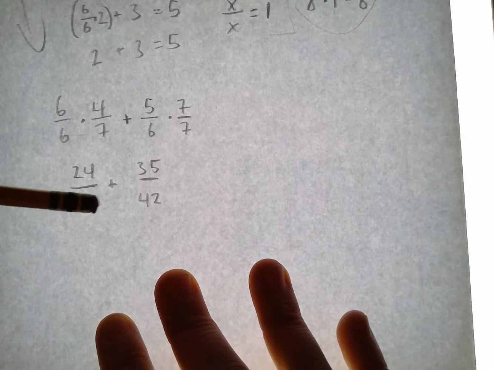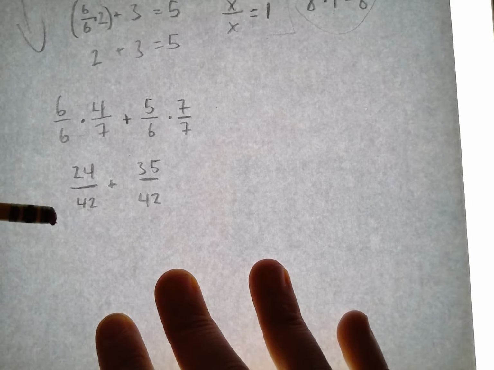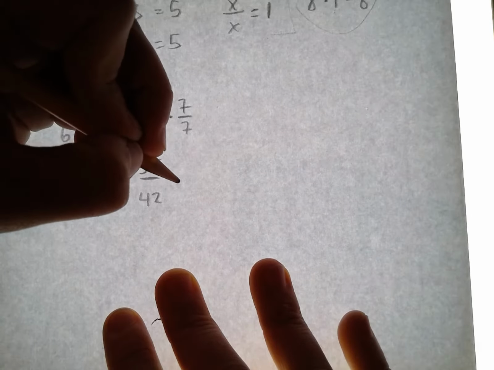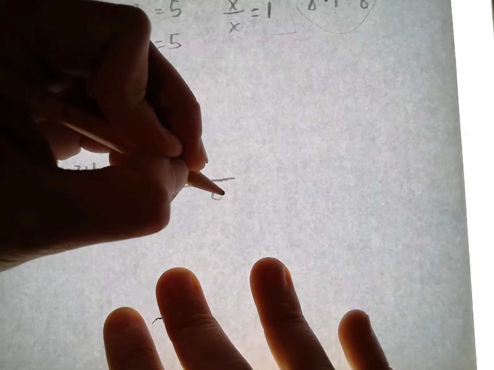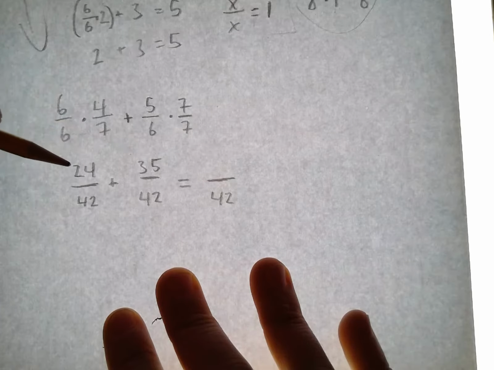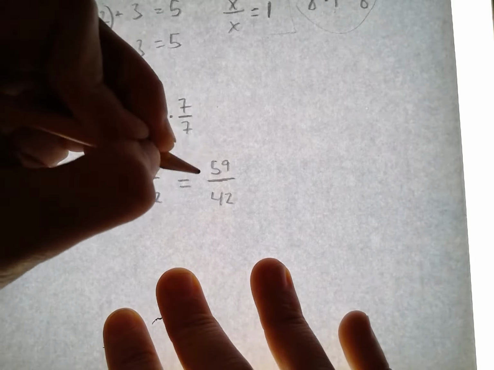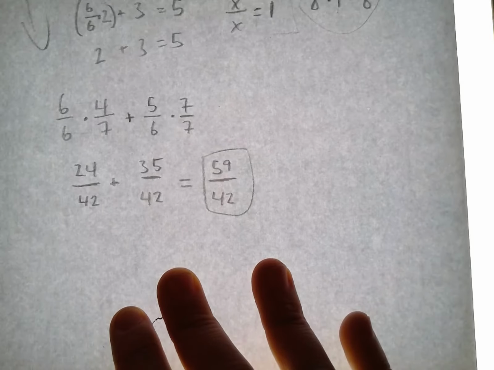Great. Now that I've got my bottoms to be the same, I'm allowed to add them. So I can add them. You just keep that bottom the same. So I've still got over 42, but I get to add the tops. 24 plus 35 is 59. And we solved our problem.